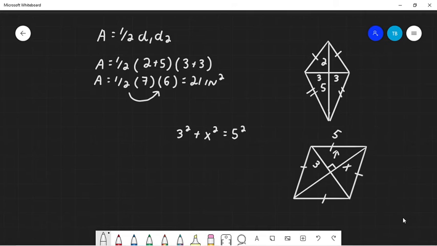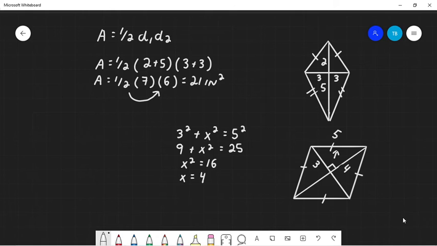Alrighty, then we'll evaluate that. 3 squared is equal to 9, plus x squared, we still don't know what that is, equals 5 squared, which is 25. All right, then to solve for x, we subtract 9 on both sides, so then we would have x squared equals 16, and then we take the square root of each side, x equals 4. So now we've determined that this portion right here, I'll just replace the x with a 4, so we know that that portion of that diagonal is 4 inches.